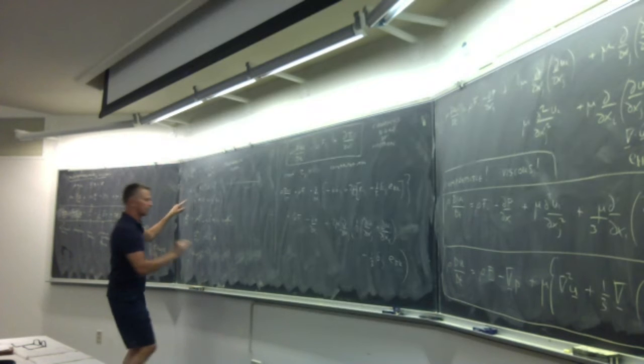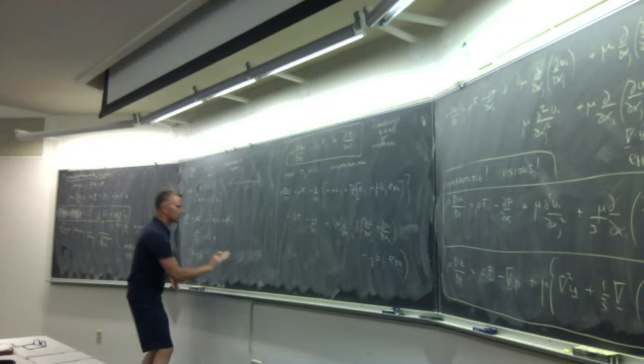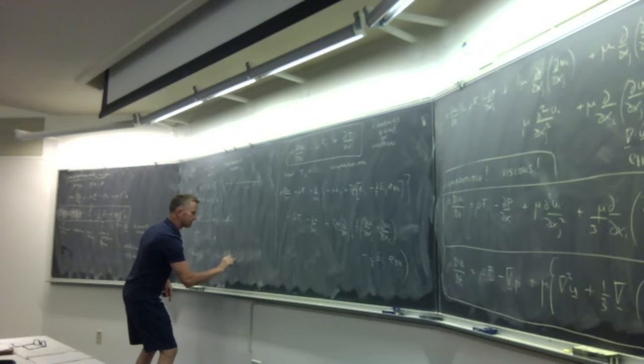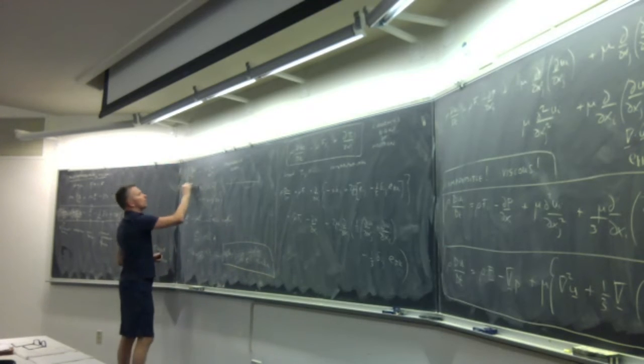That tells me that my velocity u, which is a function of x and t, looks like some constant times e to the minus mu k squared t times sine kx. This is my solution to this little problem right here.